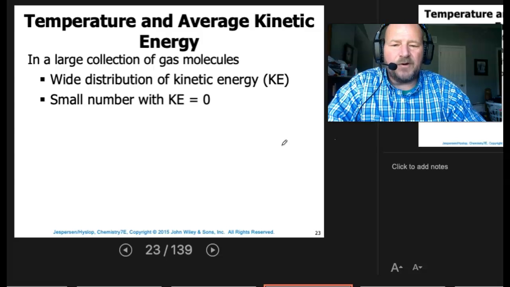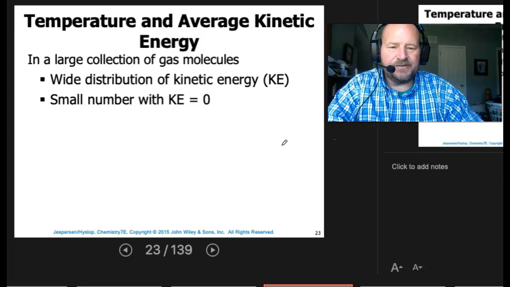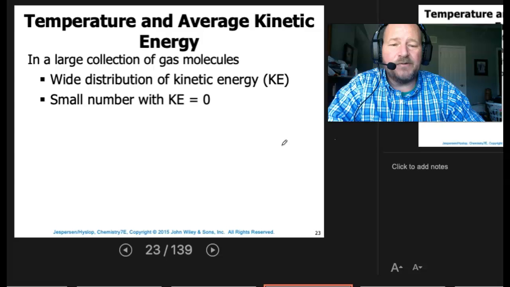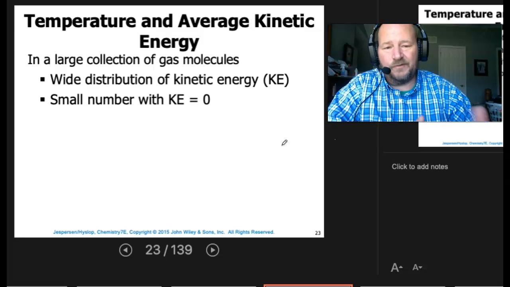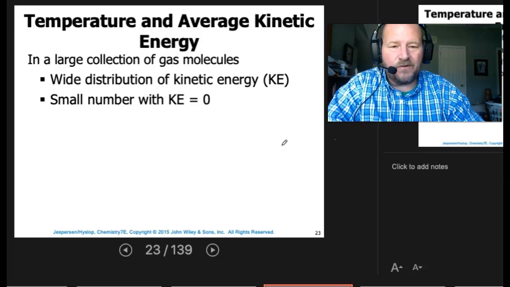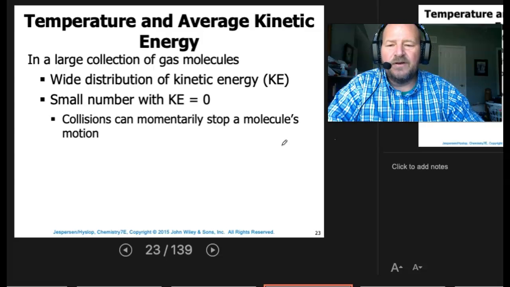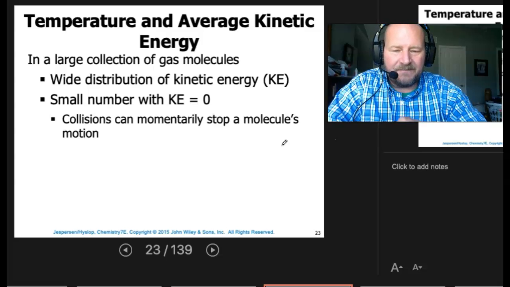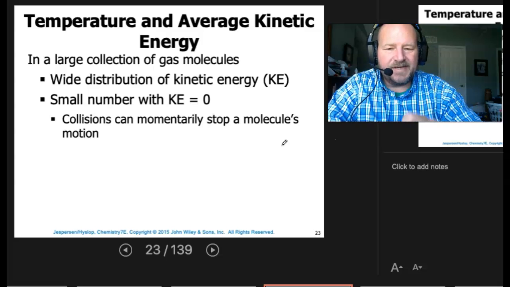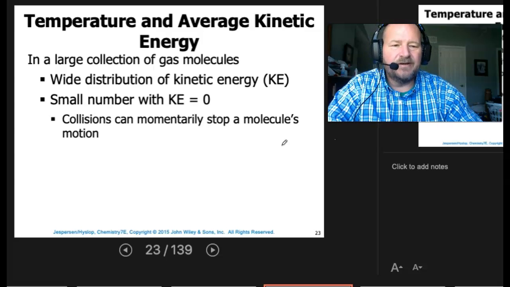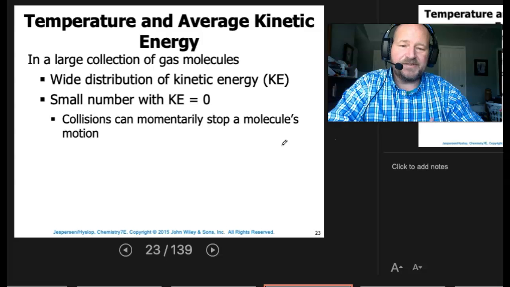We're going to have a small number with no kinetic energy. So in a gas, almost none of the molecules are sitting still. They're all moving, which means none of them are going to have an overall kinetic energy of 0. Now, if we look at the pinpoint time frame of a collision, then you get a momentary stop of that molecule's motion. That's where you will have some KE equals 0.